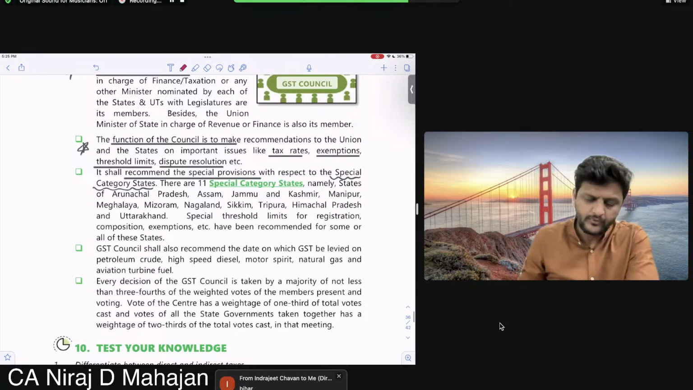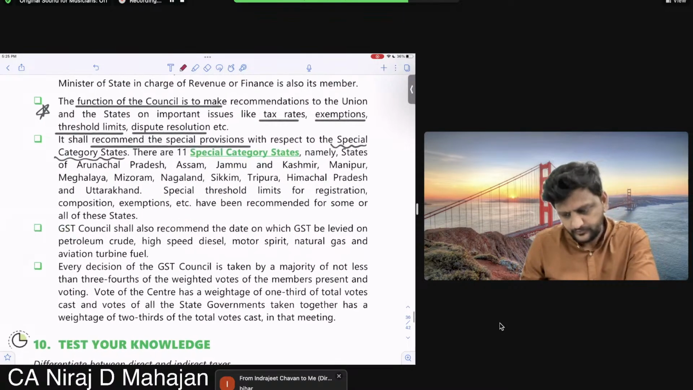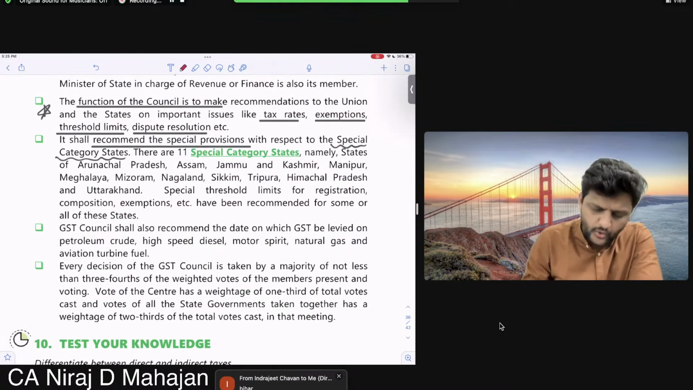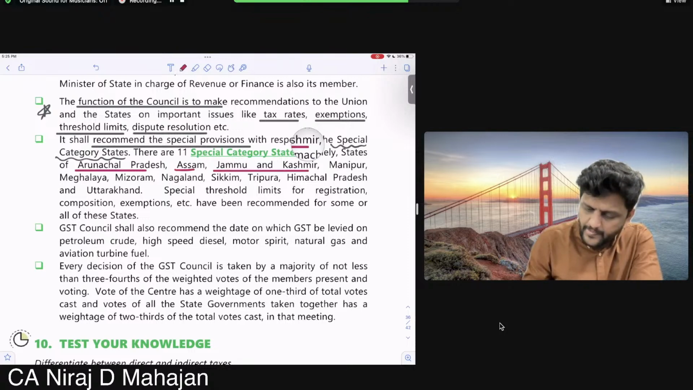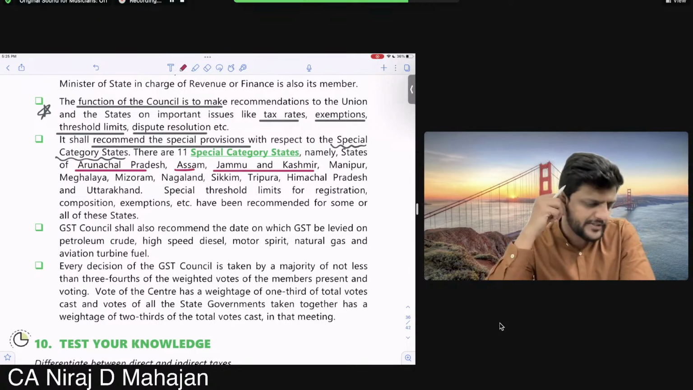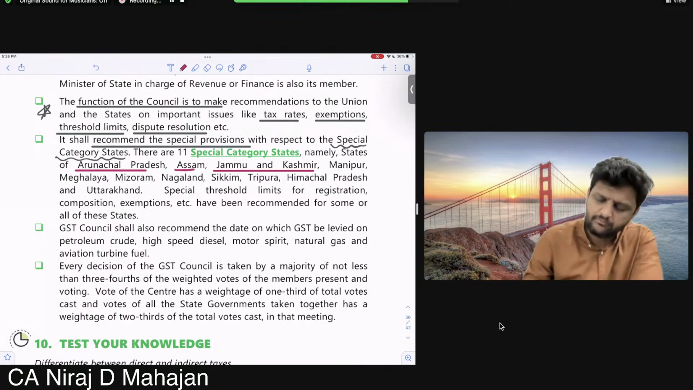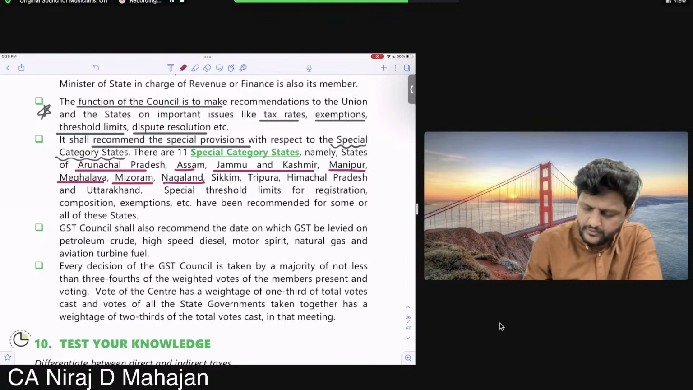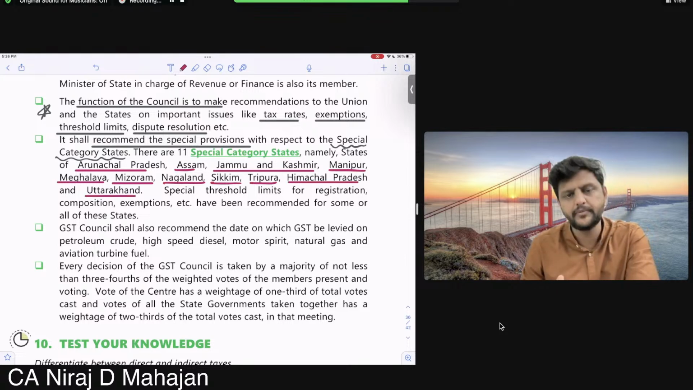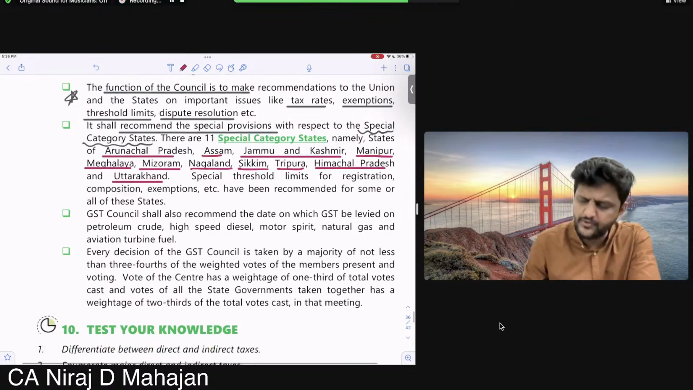States which are, check here: Arunachal Pradesh, Assam, J&K is also a special state. Because at the time of passing it was a special state, na bachcho, J&K. Manipur, Meghalaya, Mizoram, Nagaland, Sikkim, Tripura, HP, Himachal Pradesh and UK, Uttarakhand. Okay? Everybody? We should take 7 sisters.